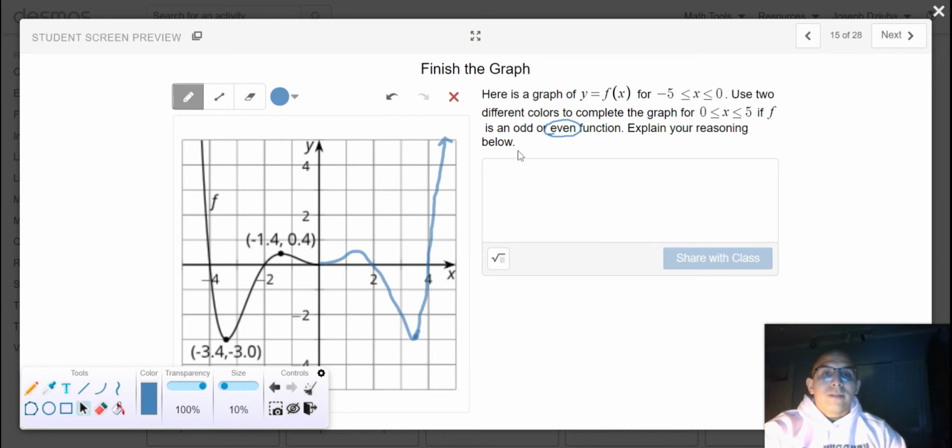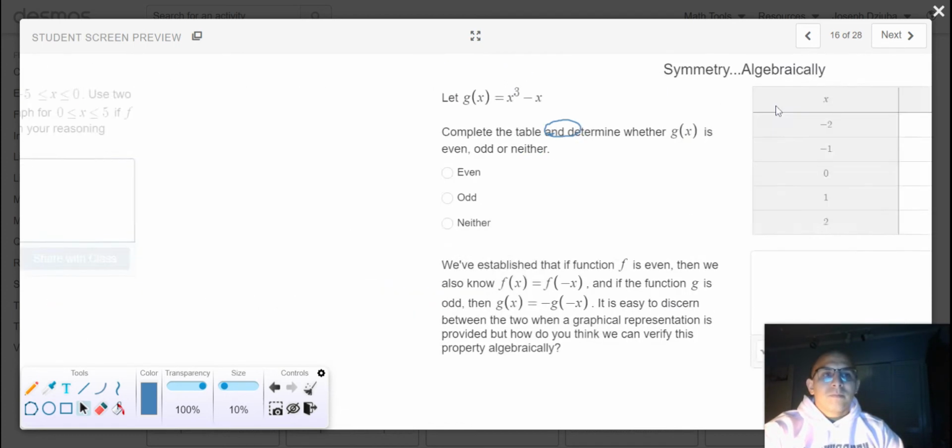But what happens if we have an odd? So change your color, and sketch to me what you think an odd function would look like. Remember that an odd function needs to reflect not only over the y-axis, but also over the x-axis. That should more or less give you a framework of the end behavior of the function. So make sure you explain your reasoning.